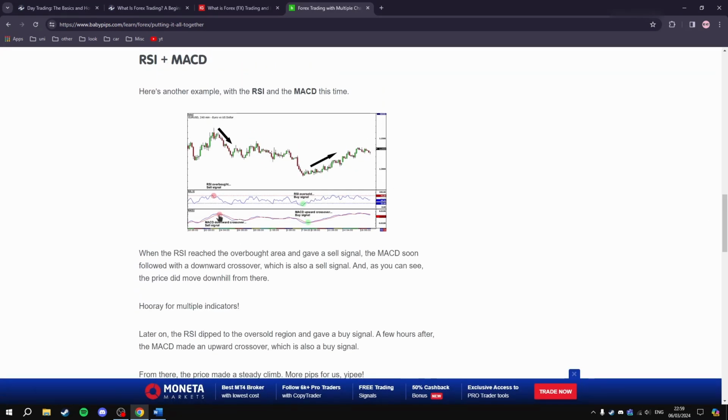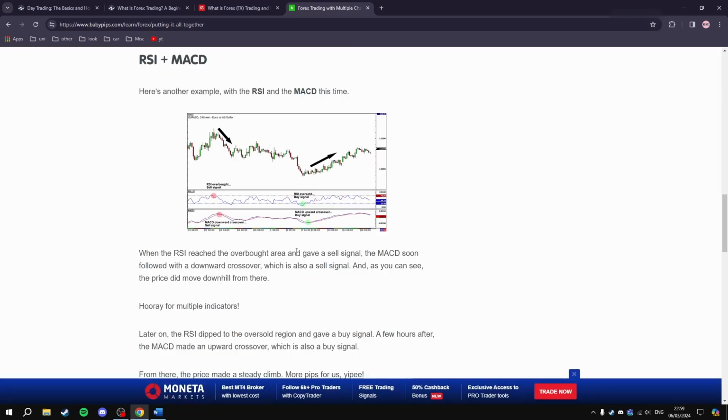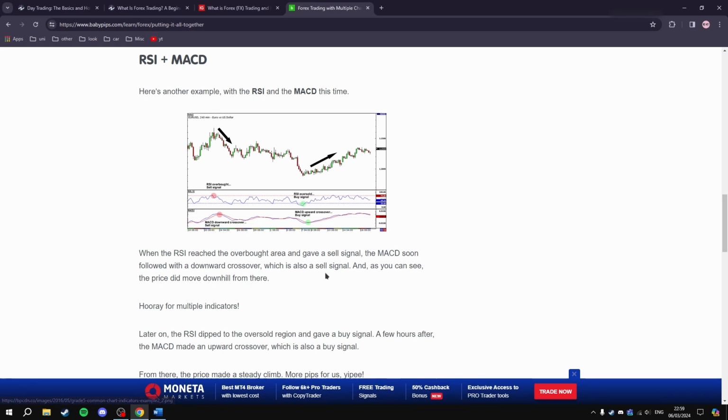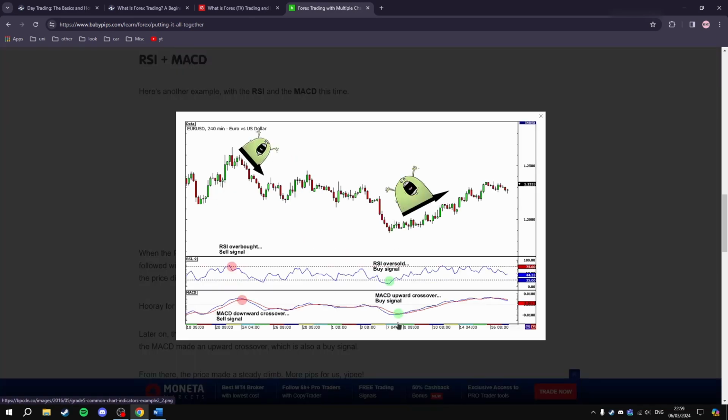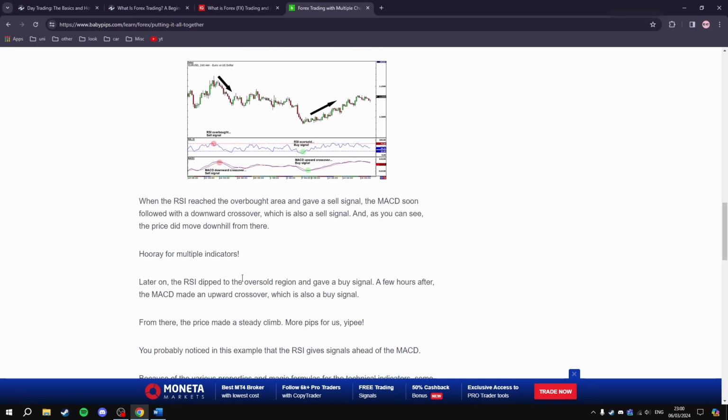When the RSI reached the overbought area, here, and gave a sell signal, the MACD soon followed with a downward crossover, which is also a sell signal. And as you can see, the price did move downhill from here. Hooray for multiple indicators. Later on, the RSI dipped into the oversold region and gave a buy signal. A few hours after, the MACD made an upward crossover, which is also a buy signal. From there, the price made a steady climb. More pips for us, yippee.